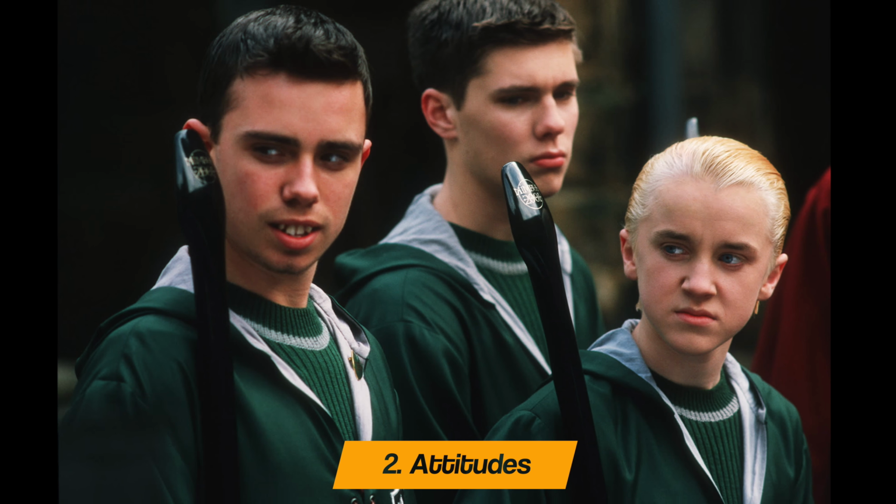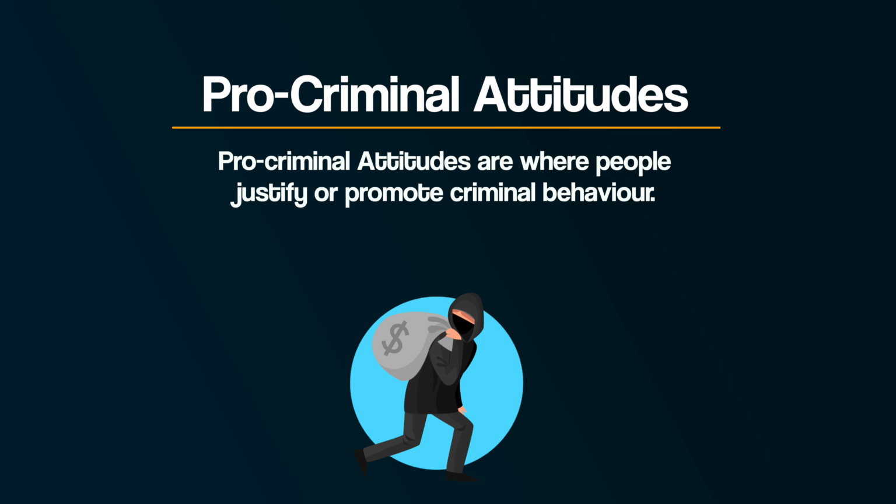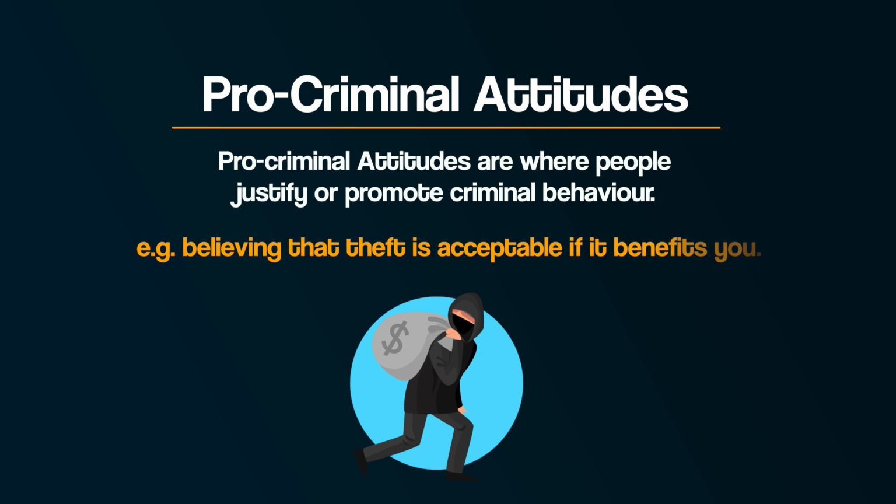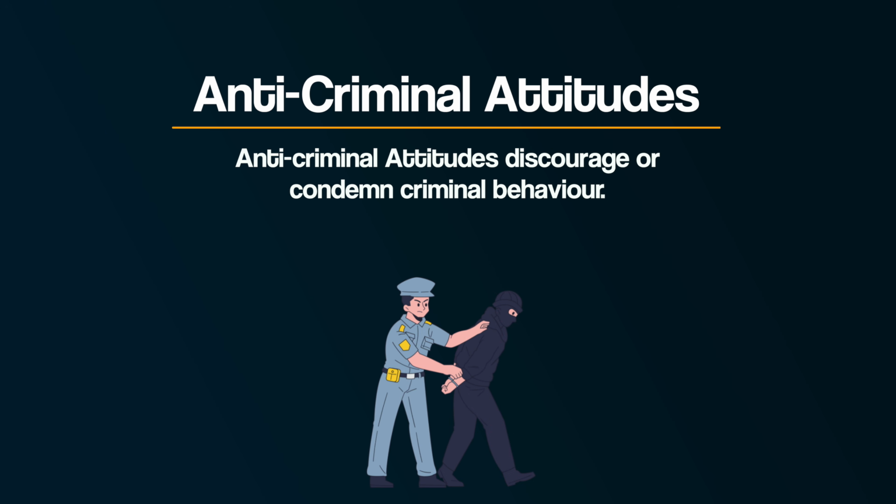Secondly, attitudes. Central to Sutherland's theory are the attitudes individuals hold towards certain behaviours. Pro-criminal attitudes are where people justify or promote criminal behaviour. For example, believing that theft is acceptable if it benefits you. In contrast, anti-criminal attitudes discourage or condemn criminal behaviour. For example, believing that theft is morally wrong.